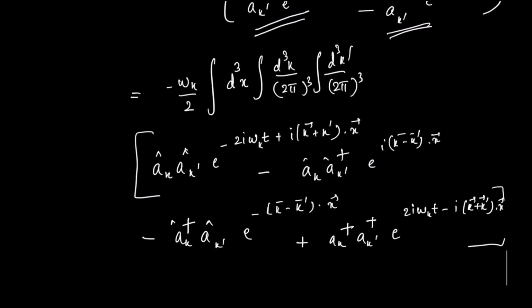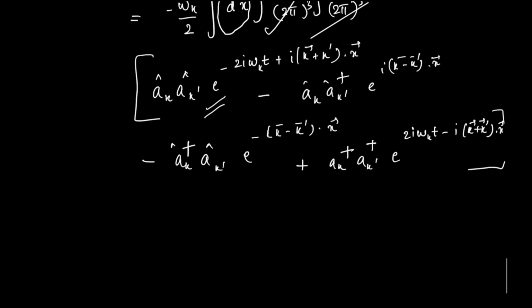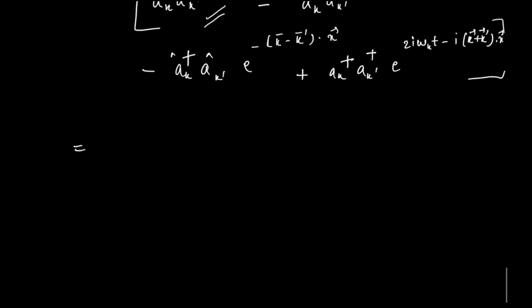Okay, now I can see there is an e raised to something term here. Integral d cube x e power something will be a Dirac delta. So we have the standard result. So what I do, first I do the integration with respect to d cube x. These two integrals will wait. I am taking d cube x inside. That will be minus omega k by 2. So let the other integrals wait. First I'll integrate with respect to x.